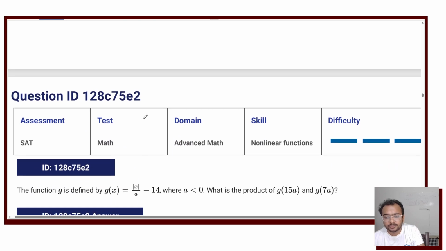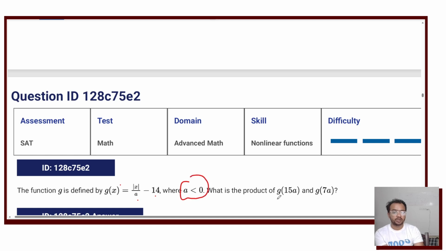Okay, now we have this problem. We are given that there is a function g of x defined as absolute value of x over a, minus 14, and a is given as less than 0. What is the product of g of 15a and g of 7a? So if a is less than 0, what can we do? We can take a to be some negative number. So let's take a as negative 1.